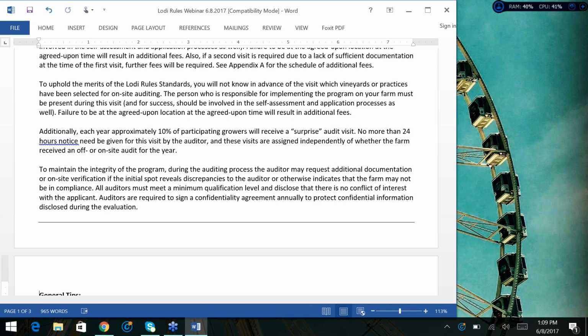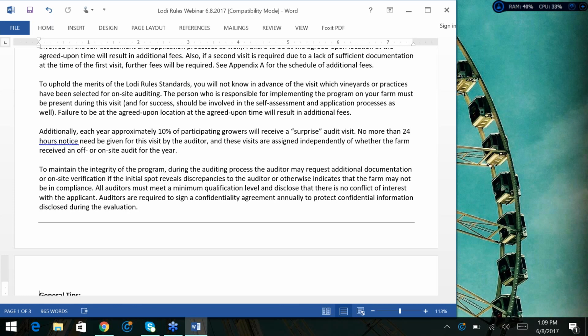To maintain the integrity of the program, during the auditing process, the auditor must request additional documentation or on-site verification if the initial spot check reveals discrepancies, or otherwise indicates that the farm may not be in compliance. And ladies and gentlemen, that is very true. Jeff and I ask for additional documentation for almost every standard or most of the standards that we see. So please do not fear that. That's simply for the integrity of the program.